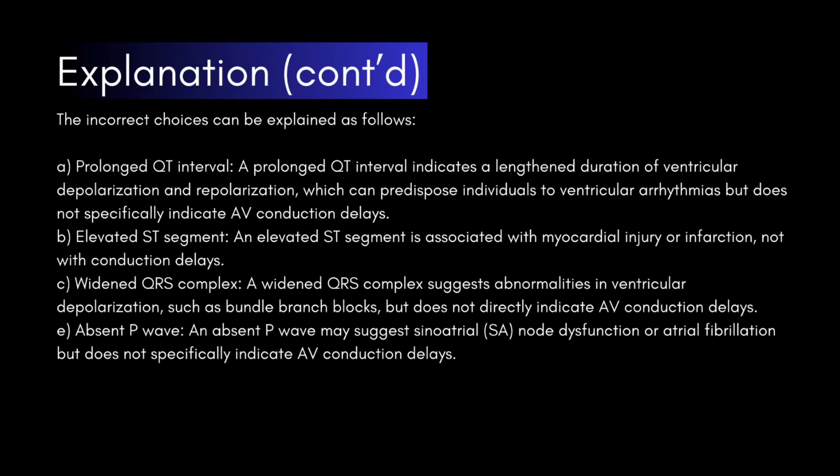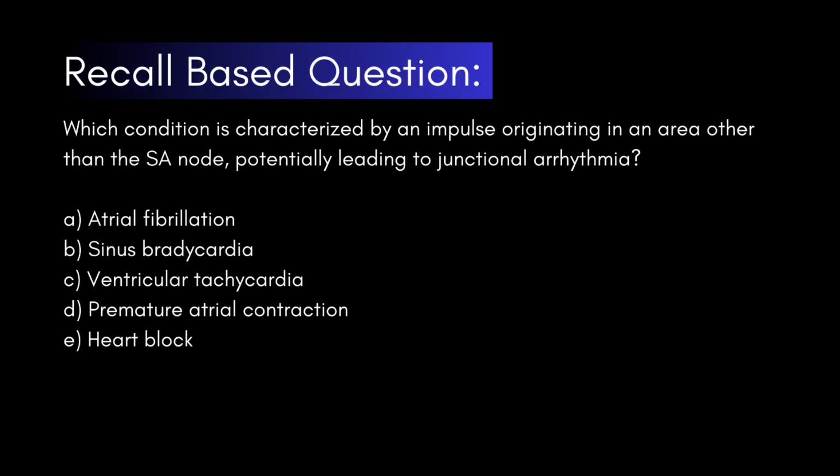Elevated ST segment. An elevated ST segment is associated with myocardial injury or infarction, not with conduction delays. Widened QRS complex. A widened QRS complex suggests abnormalities in ventricular depolarization, such as bundle branch blocks, but does not directly indicate AV conduction delays. Absent P wave. An absent P wave may suggest SA node dysfunction or atrial fibrillation, but does not specifically indicate AV conduction delays. Moving on, let's take a look at the next question.